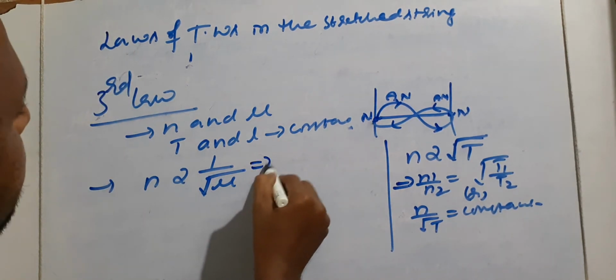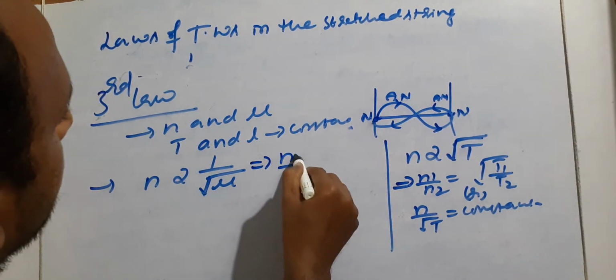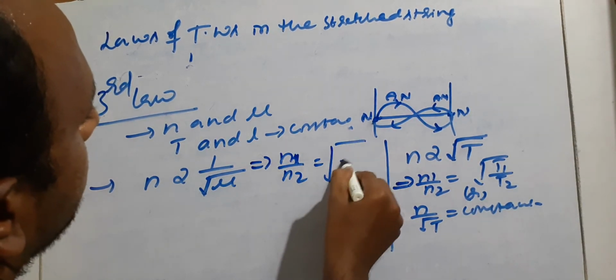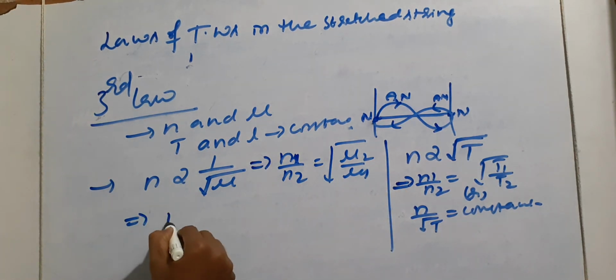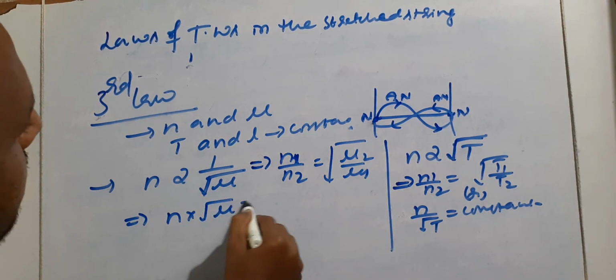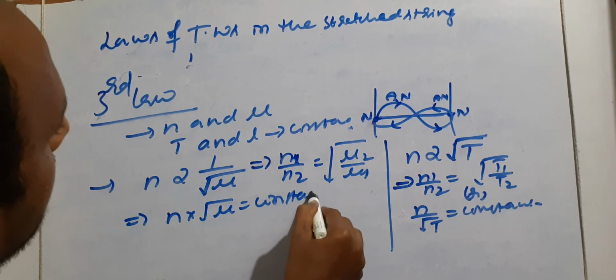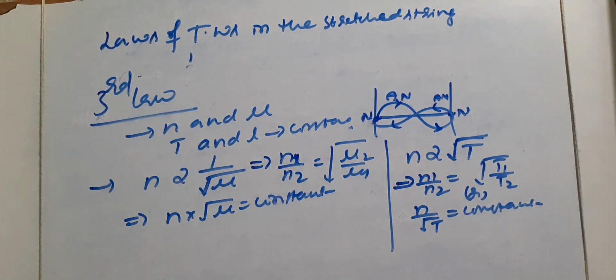It can also be written as N1 by N2 is equal to the square root of mu2 by mu1, or you can write this as N into the square root of mu is equal to constant. So how can we define the third law? For a constant tension and length of the string, the fundamental frequency of the vibrating string is inversely proportional to the square root of linear density. This is the third law.